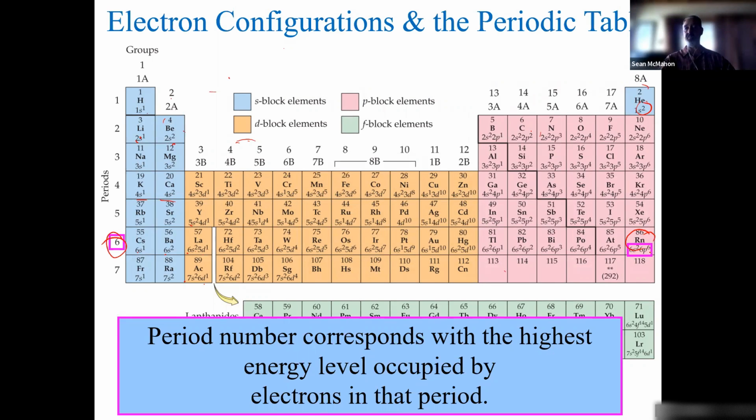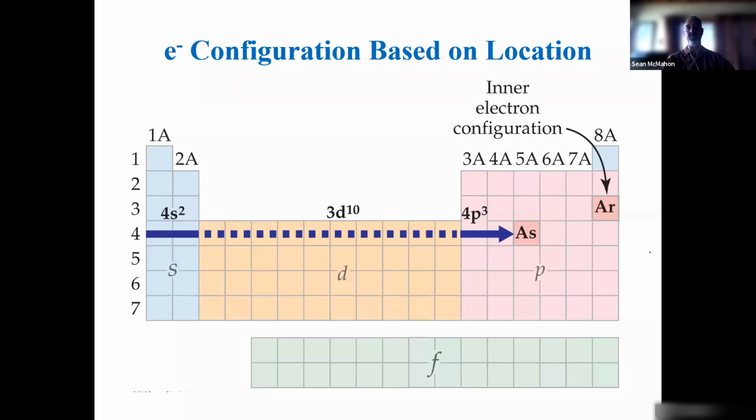So how can I use the periodic table to actually write an electron configuration? Let's pick arsenic. Arsenic is located right here on your periodic table. So that's group 5A and period 4. So what you need to know is essentially you're in the 4th energy level because it's period 4. You're in the P block.